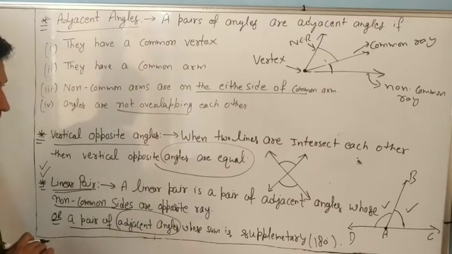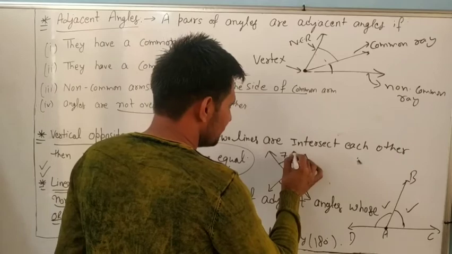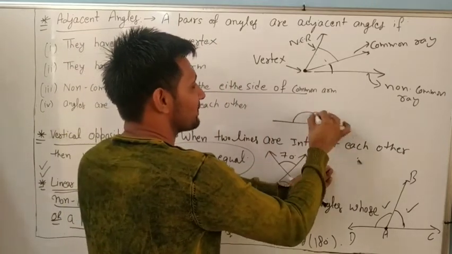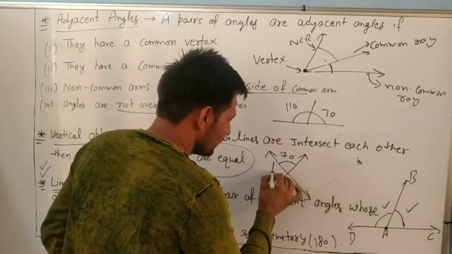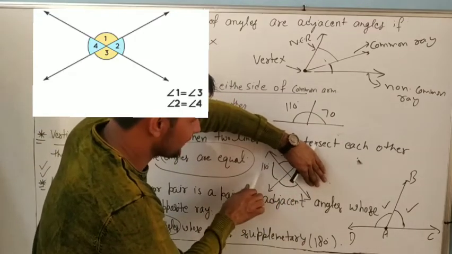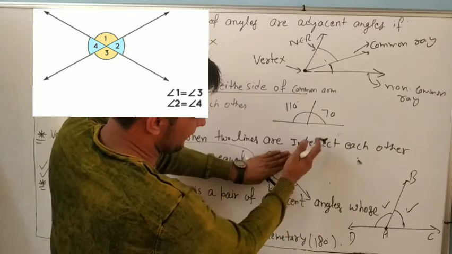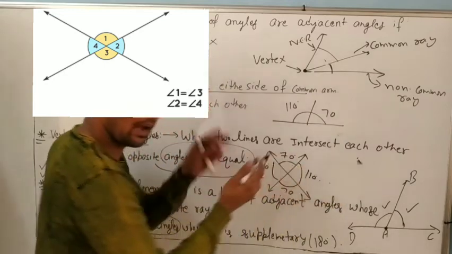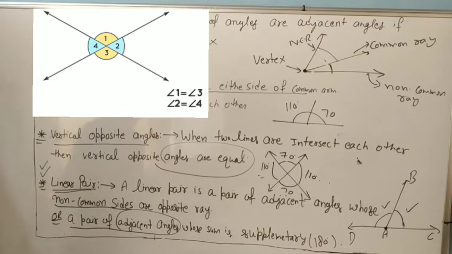Why? Look, dear. If it is 70 degrees, and a straight line always makes 180, it is 70, so the other is 110. If it is a straight line, it is 110. It is again 70, and if it is 70, it is again a straight line, so it is 110. So always vertical opposite angles are 70, 70, 110, 110. Always equal.